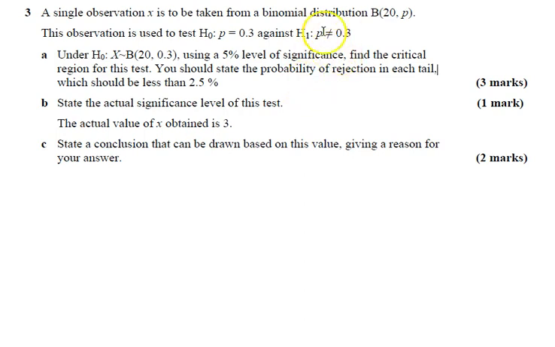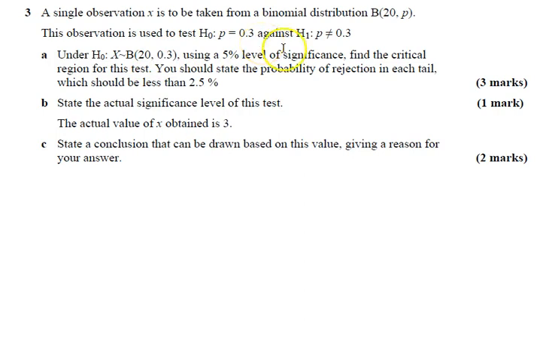If we'd said, oh, no, I think that the probability is bigger than 0.3, or less than, if we'd been specific, it would have been one-tailed. And that's why they're giving half the significance level here. So they're saying 5% significance level, but because it's two-tailed, it's 2.5% either side. In the first part of the question, it's asking us for the critical region for this test.